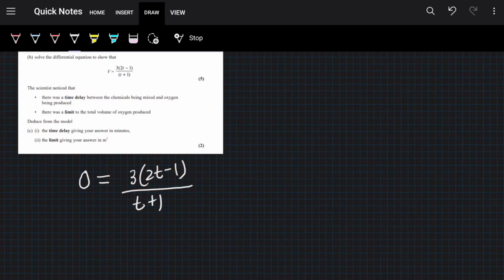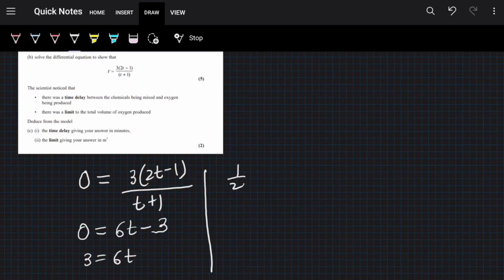So we multiply both sides by t plus 1, so we get 0 equals, we expand the brackets, 6t minus 3, and we add 3 to both sides, so we get 3 equals 6t, and we divide both sides by 6, so we get half equals t. t was in hours, we want our answer in minutes, so half an hour equals 30 minutes. And that's the answer to part C.